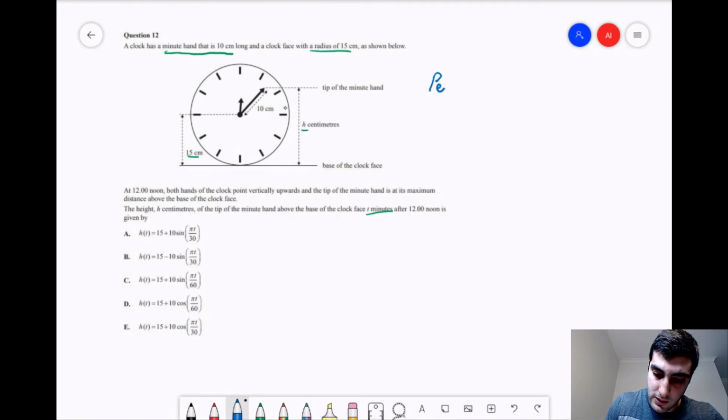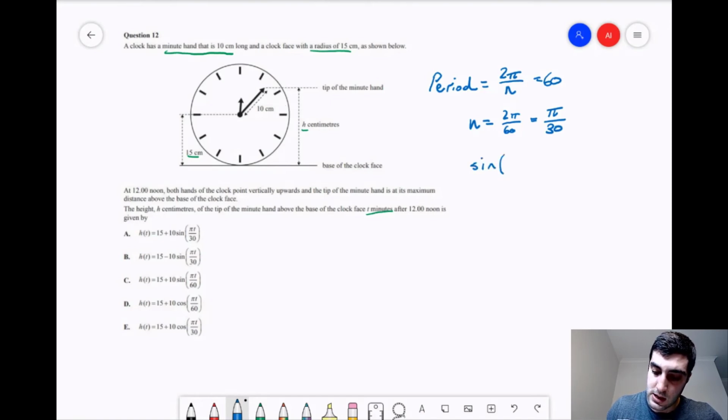The period of a sine function is equal to 2 pi on n, and that's going to be equal to 60. So if we were to rearrange that, n should be equal to 2 pi on 60, or just pi on 30. So therefore, within the sine term, or the cosine term, they both would have the same period. So we'd have pi on 30 t.